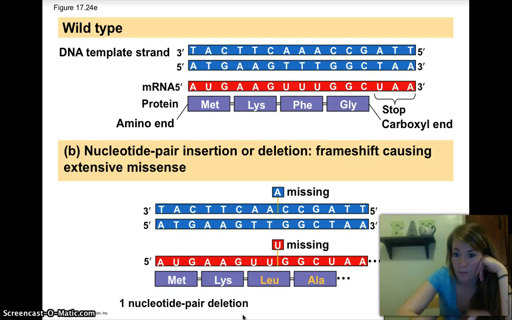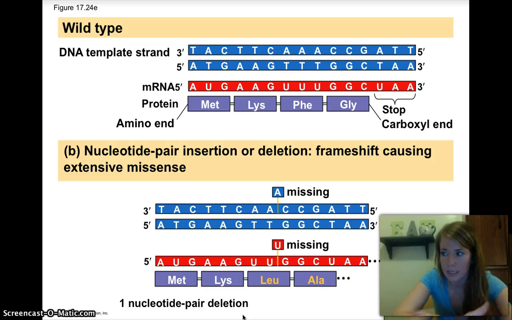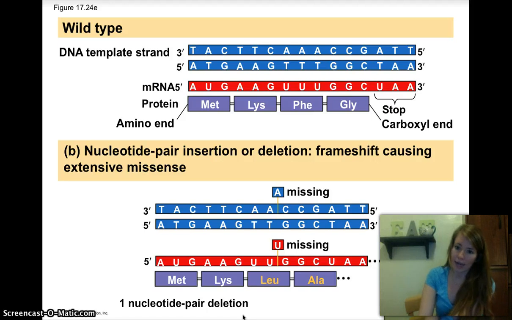So instead of one amino acid being off, all of them are. And that's really, really devastating. Think about what happened when we had one wrong with sickle cell. So think about all of them being wrong and the drastic effects it's going to have on the proteins.